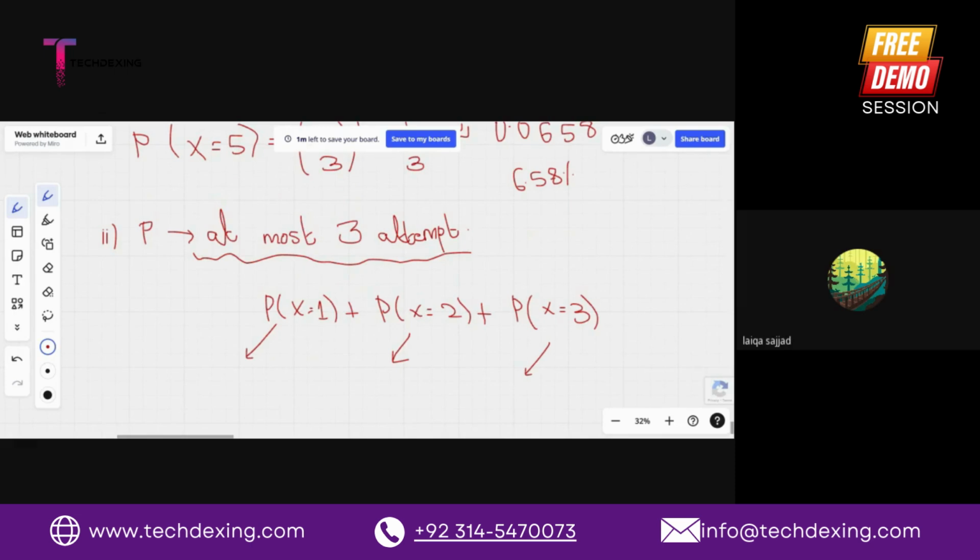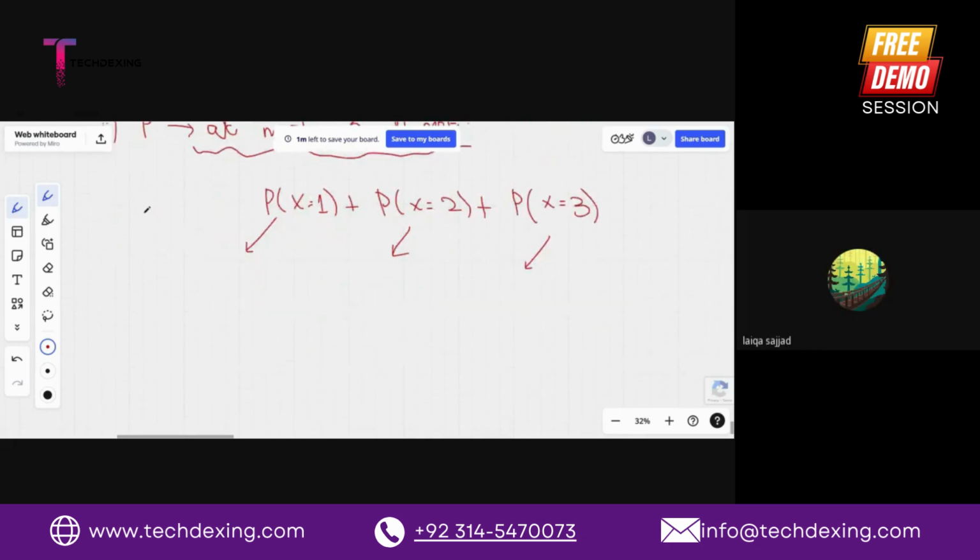this method cannot work when you start dealing with too many large numbers. So we use another method, which is method 2. This was method 1, and we will be dealing with method 2.